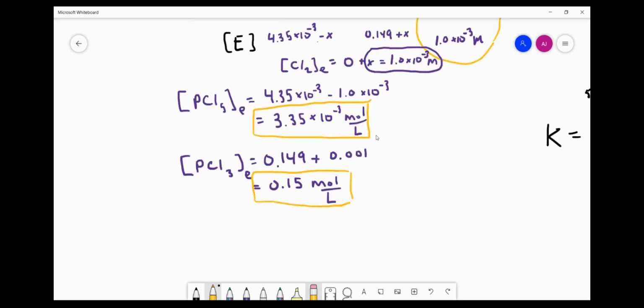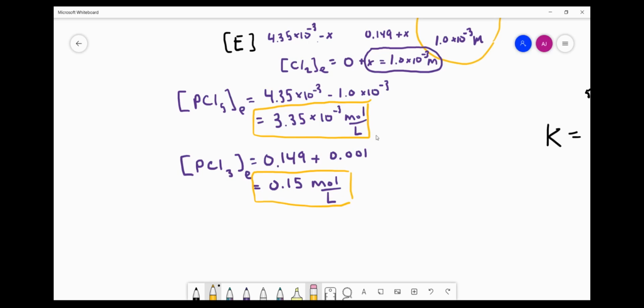Here are the answers to the first part of the question. The equilibrium concentration of PCl5, 3.35 times 10 to the negative 3 moles per liter, and the equilibrium concentration of PCl3, 0.15 moles per liter. And if we wanted to calculate the quantity of moles, we would just multiply by the volume of the container and just go back that way. You'll note that when I'm writing out these concentration values, I'm using the subscript E there to organize which values I'm talking about.